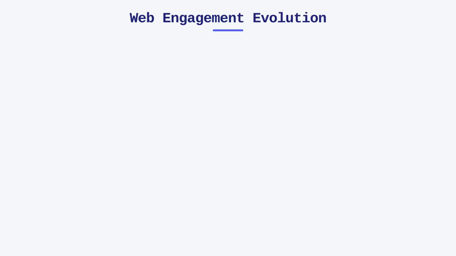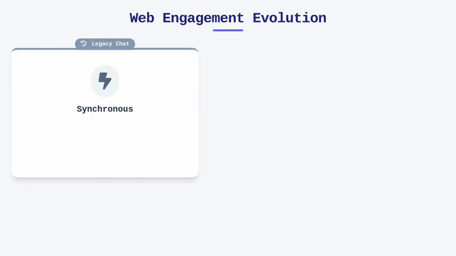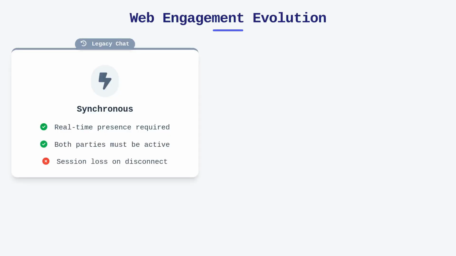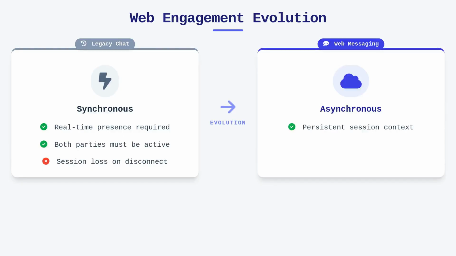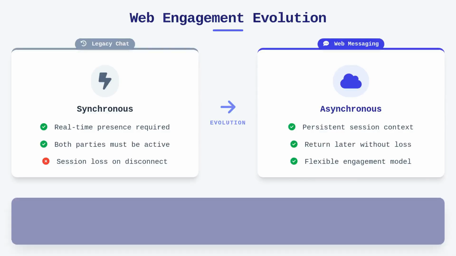When moving toward web engagement, you must distinguish between the legacy chat architecture and the modern web messaging deployment. The legacy chat system is inherently synchronous, meaning both the customer and the agent must be present and active for the interaction to continue effectively. In contrast, modern web messaging is asynchronous by design, allowing the customer to close their browser and return later without losing the session context.